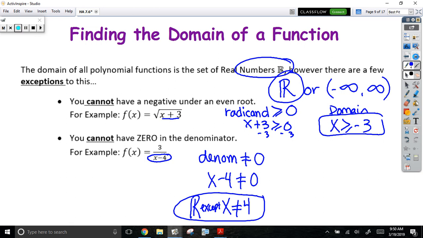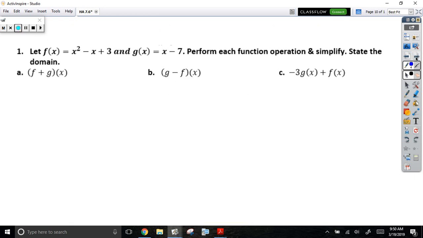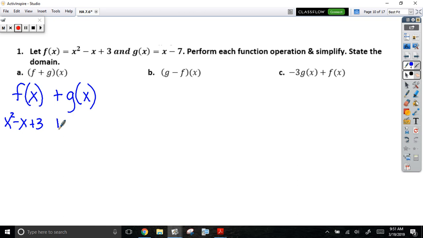All right, they've asked us to perform each function operation and simplify, state the domain. So the first one says f plus g of x. So we can rewrite that as f of x plus g of x. You're not distributing the x per se, but some of you will think of it like that. That's how you can expand it. And we look up, the function they gave me for f of x is this. We plug in the two functions they gave us for f of x and g of x.